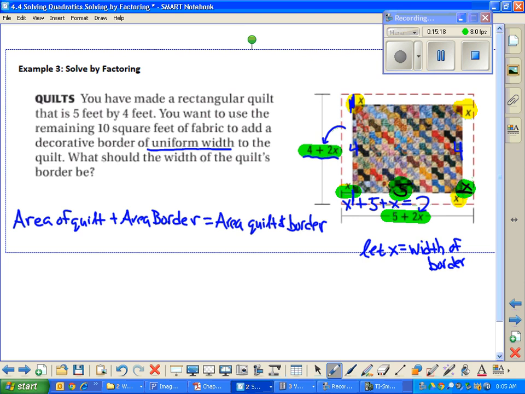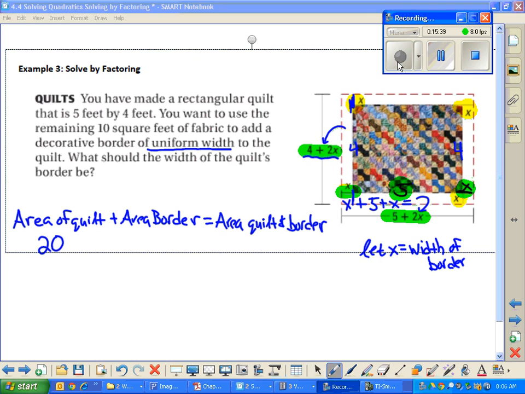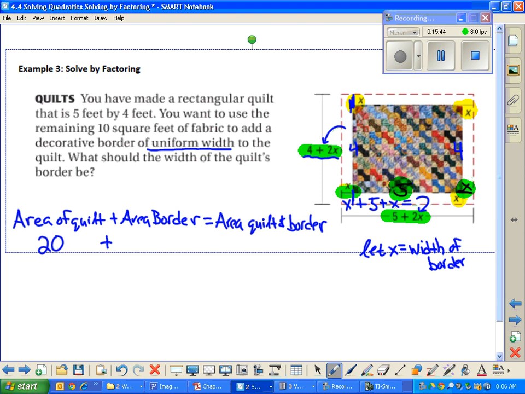So the area of the quilt is probably something that's not too hard to find because the quilt was originally 4 by 5. So if you think about that, 4 by 5, that's just 20. The area of the border is something that they give us. You want the area of that border to be 10 square feet because that's how much fabric you have. And then we have to think about the area of this whole thing right here.